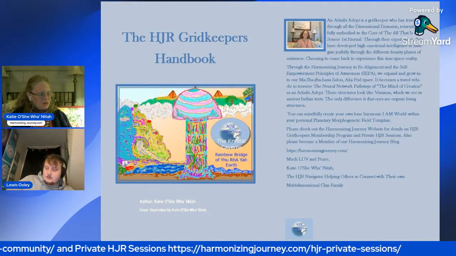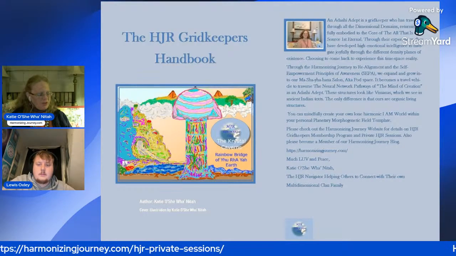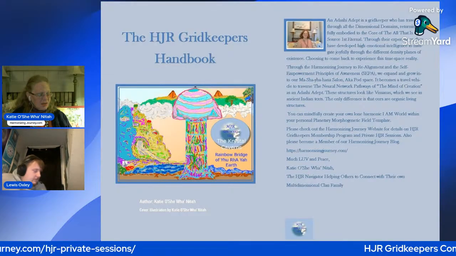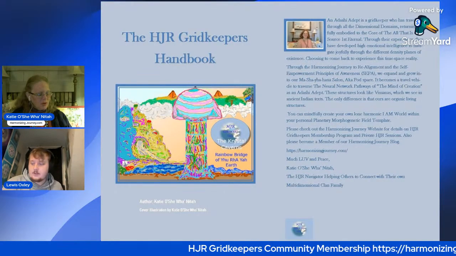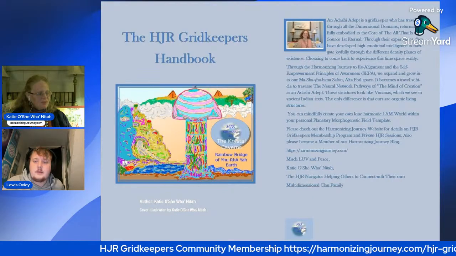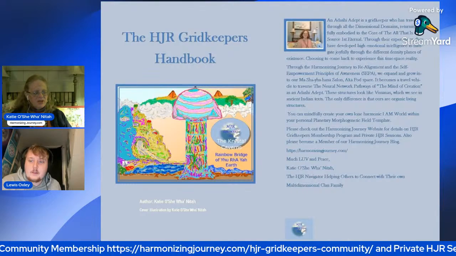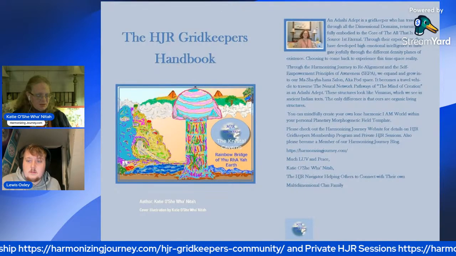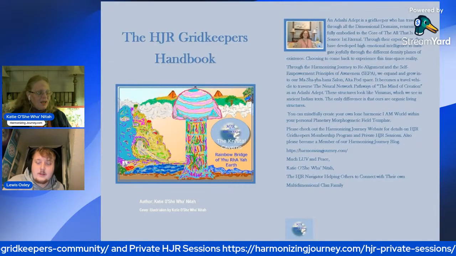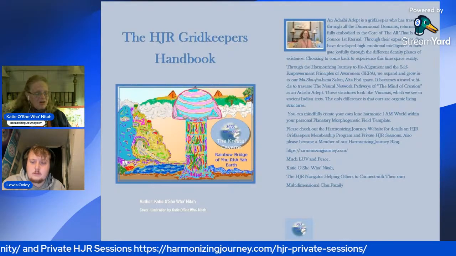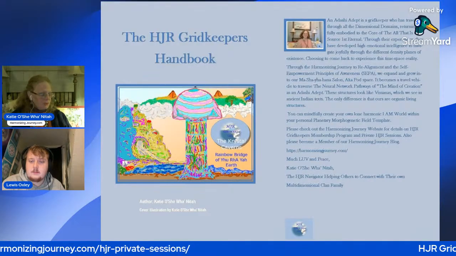Through the harmonizing journey to realignment and self-empowerment principles of awareness, SIPAs, we expand and grow into our Mashayahana Salon, aka Pod Space. It becomes a travel vehicle to traverse the neural network pathways of the mind of creation as an Adachi Adept. These structures I think they look like Brahmanas, which we see in ancient Indian texts. The only difference is that ours are organic living structures, which I think originally Brahmanas were too.